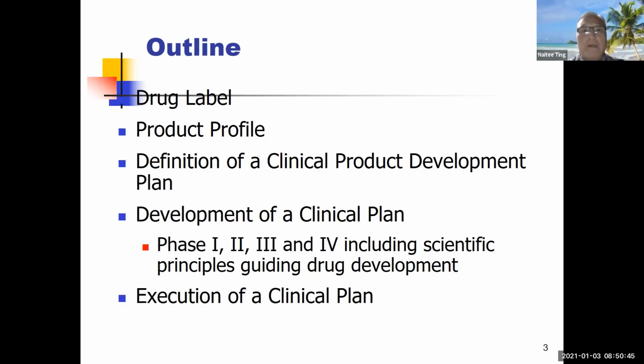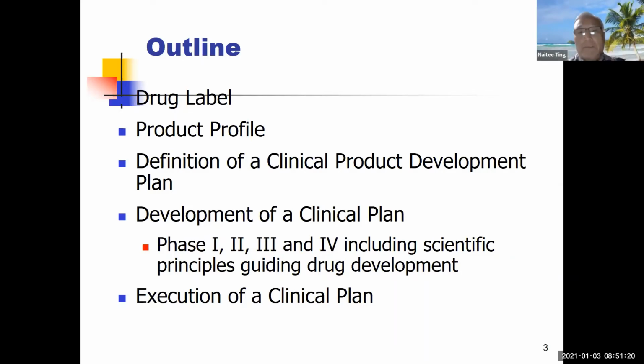So when you prepare a target product profile, this target product profile will have to achieve two purposes. One is approvable, the other is marketable. So this is a guiding document for developing a new drug. So when do you prepare this draft label, this TPP, target product profile? This target product profile has to be prepared even before the drug gets into clinical development.